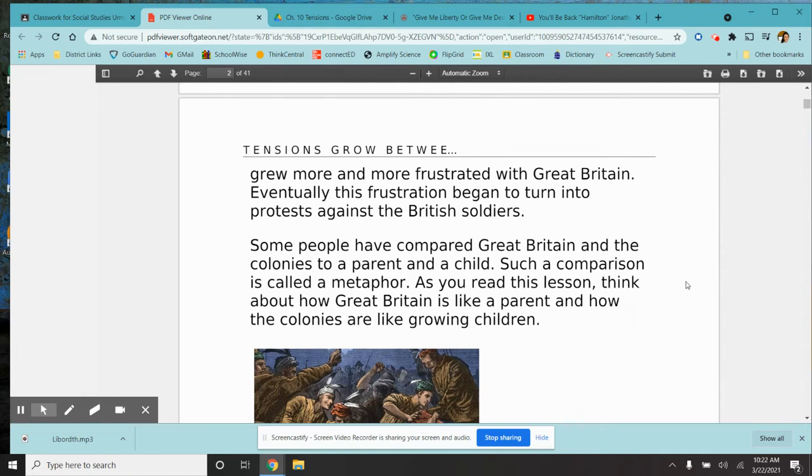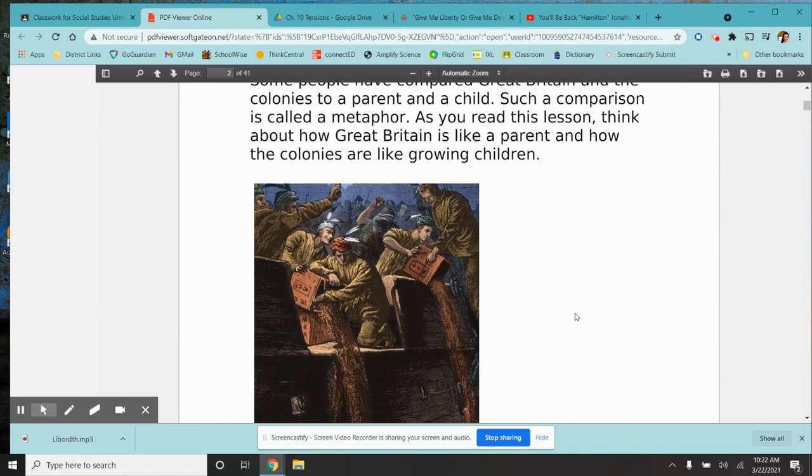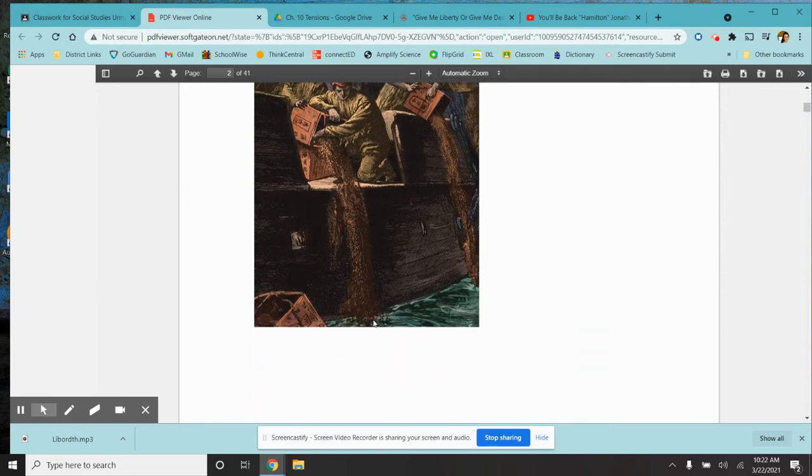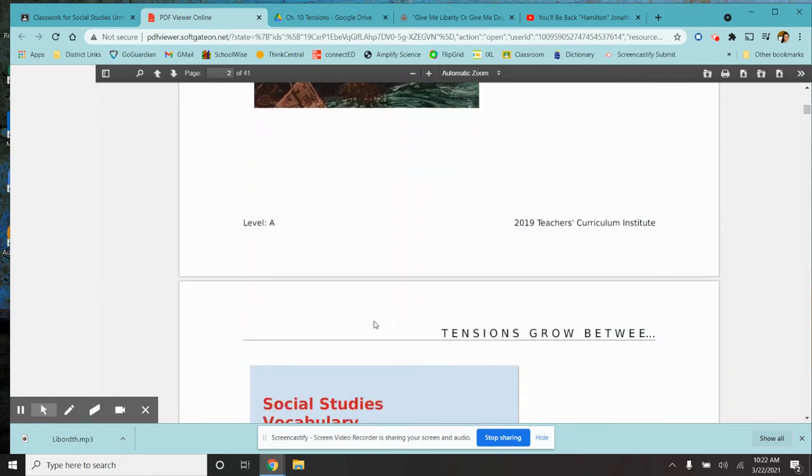Some people have compared Great Britain and the colonies to a parent and a child. A comparison is called a metaphor. As you read this lesson, think about how Great Britain is the parent and how the colonies are like growing children. Think of preteens and prepubescents. And this is a nice drawing of the Boston Tea Party, them hurling tea over the boats of Boston Harbor.